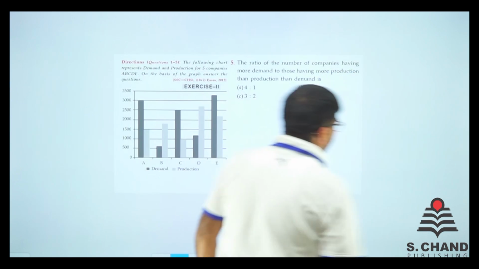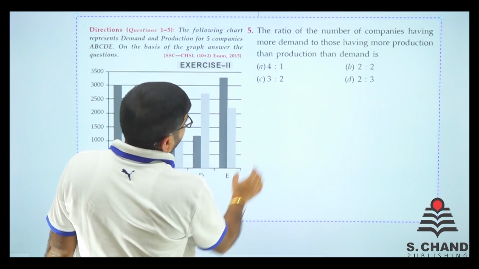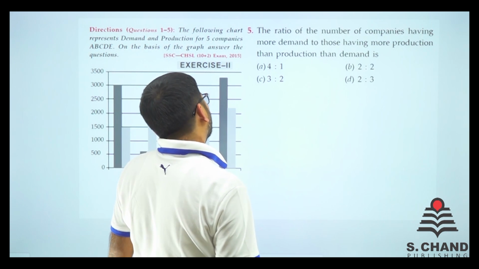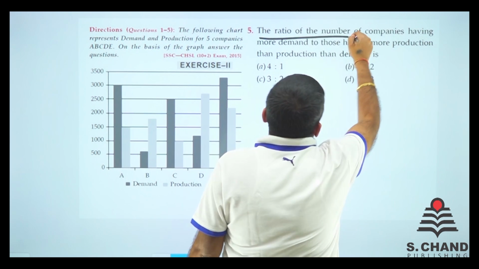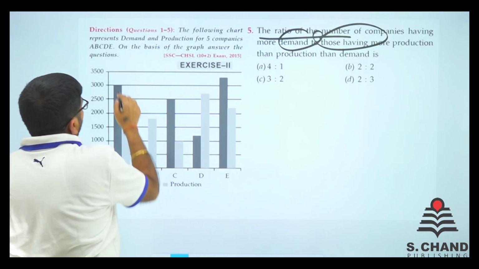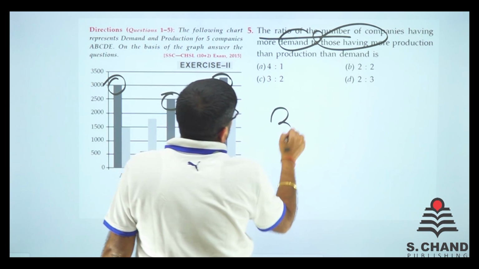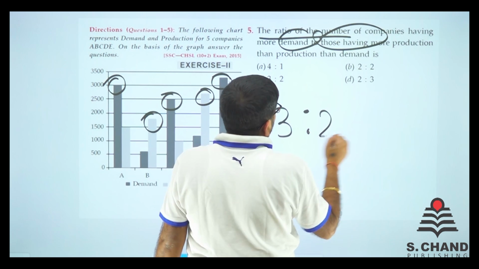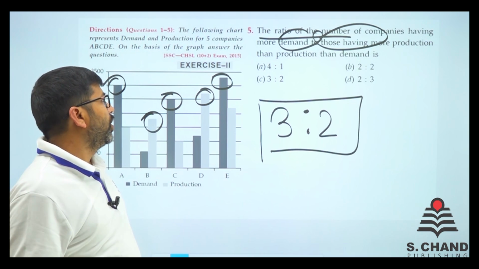Let's do one more question. Here we go. So what is asked? The ratio of the number of companies having more demand to those having more production than demand. Now what I can understand from this question is you need to find the ratio of number of companies having more demand to those having more production. So more demand, here it is more demand, here it is more demand, here is the more demand. So more demand is 3 and more production is 2. So 3 is to 2. That is the direct answer. Just check it. So 3 is to 2 is C.